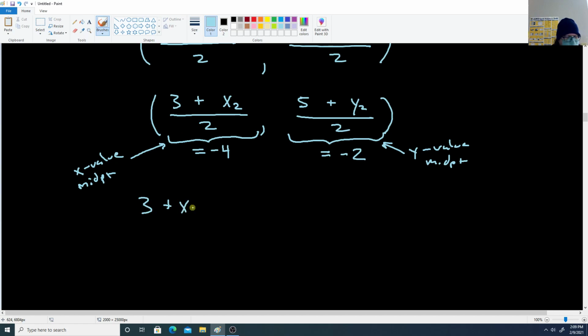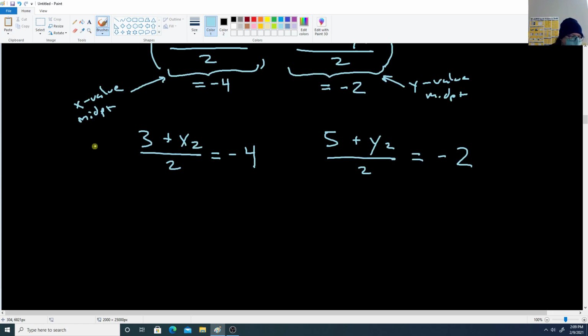So we get 3 plus x2 over 2. That's the x value of the midpoint. They told us in the problem the x value of the midpoint is negative 4. So we can use that to solve for x2. And we get 5 plus y2 over 2. They told us in the problem that is equal to negative 2, the y value of the midpoint.